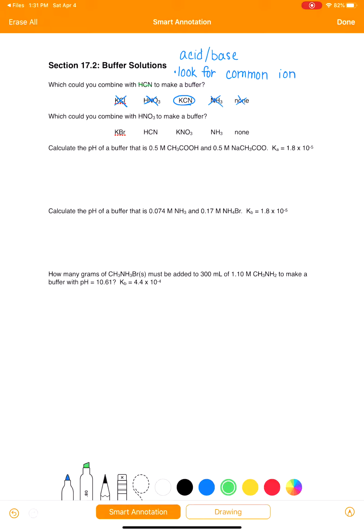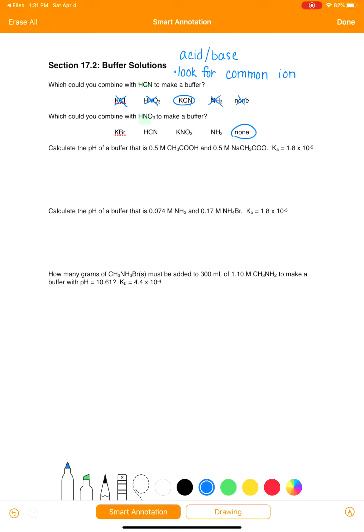What could you combine with HNO3 to make a buffer? Well, this is actually a trick question. HNO3 is a strong acid, which means there's nothing that you could put together with it to make a buffer. It's just never going to work. So let's move on to the next couple of problems.